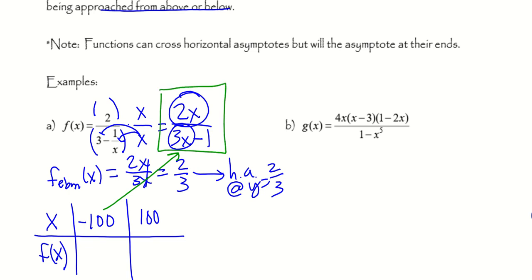So if I plug negative 100 in for x into the top, I get negative 200. If I plug negative 100 in for x in the bottom, I get negative 300 minus 1, so I get negative 301. And I want to take that number and compare that to the value of my end behavior model, which was the constant 2/3. Well, 200 divided by 300 would be 2/3.